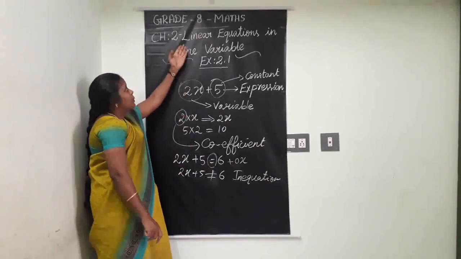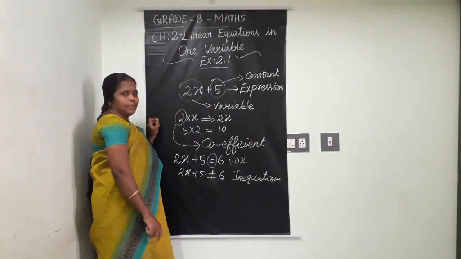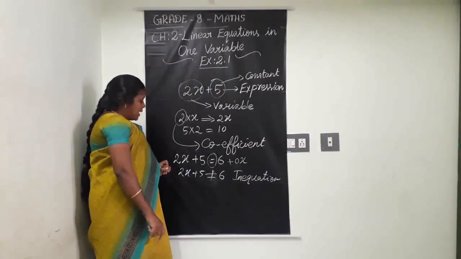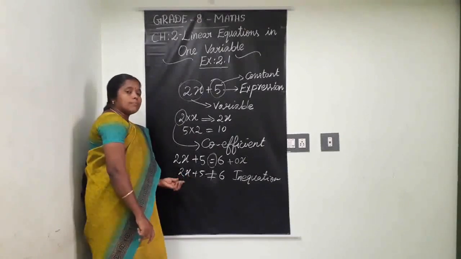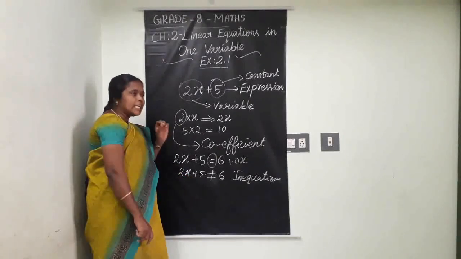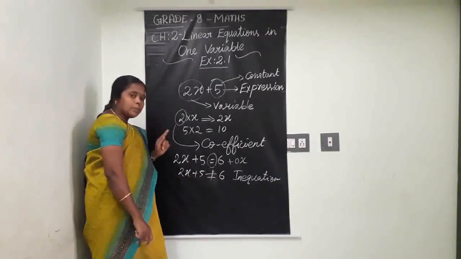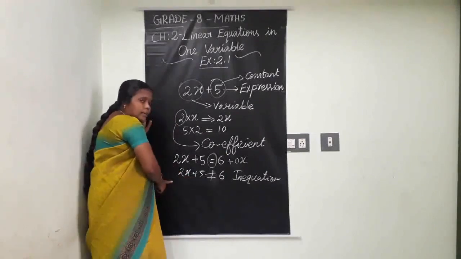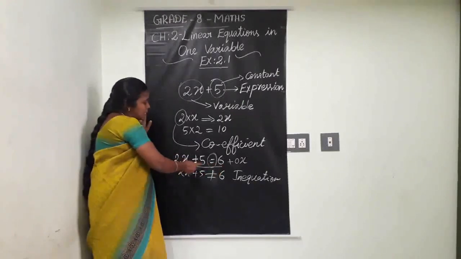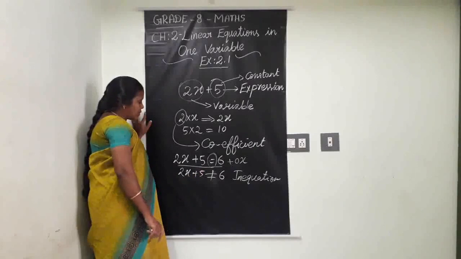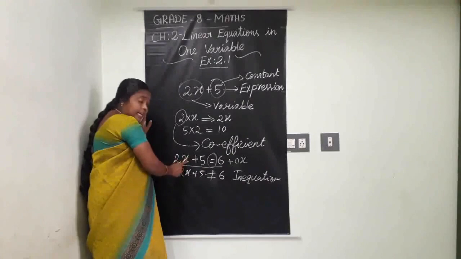And also see our topic. What is that? Linear equation. What is a linear equation? A linear equation means the highest power of the variable in the equation must be 1. Suppose you take this equation, 2x plus 5 equal to 6. It is an equation. The variable is x.